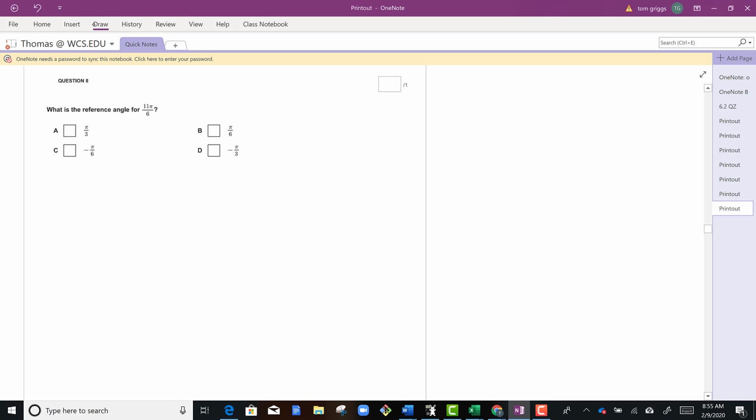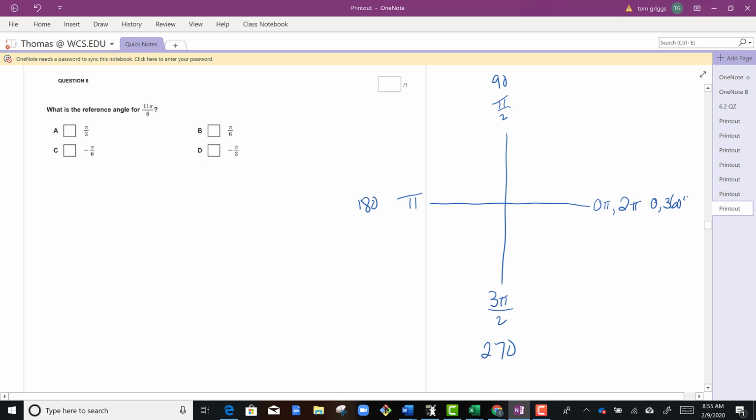All right, so this next question, we're going to change gears a little bit. It wants the reference angle for 11 pi over 6. So we should know our 4 quadrants. So we start at 0 pi, then we go to pi over 2. Over here, this is pi, 3 pi over 2, and 2 pi. Or in other words, this is 90 degrees, 180, 270, 0, or 360 degrees.